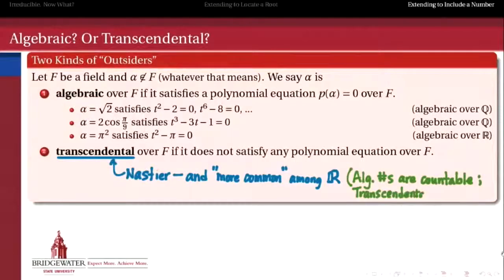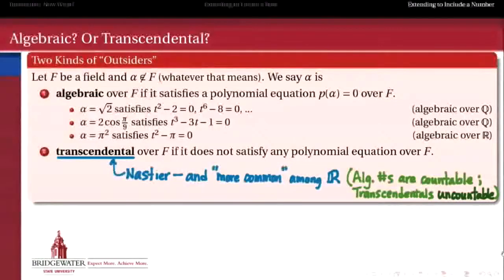Well, it turns out that the algebraic numbers, in other words, numbers that are algebraic over the rationals, form a countable set. But the transcendental numbers, because they're the complement of the algebraic numbers inside of the reals, are therefore an uncountable set. And so there are so many more transcendentals than there are algebraics when it comes to the real numbers, although the algebraic numbers are the ones that we're the most interested in.